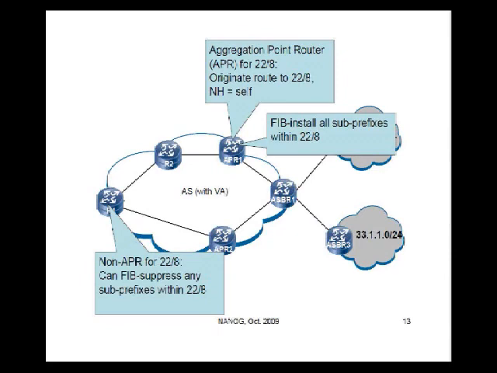This router on the left, it says here it's not an APR for 22/8, and so that means this router can actually not load into its FIB all of the prefixes within 22/8. So it gets to save that FIB space.